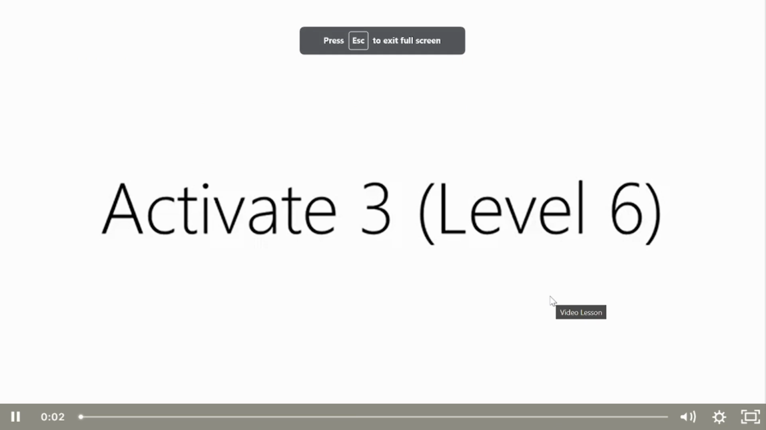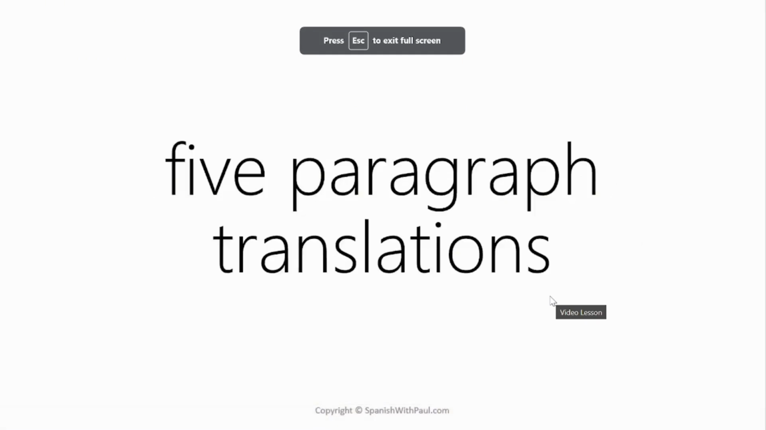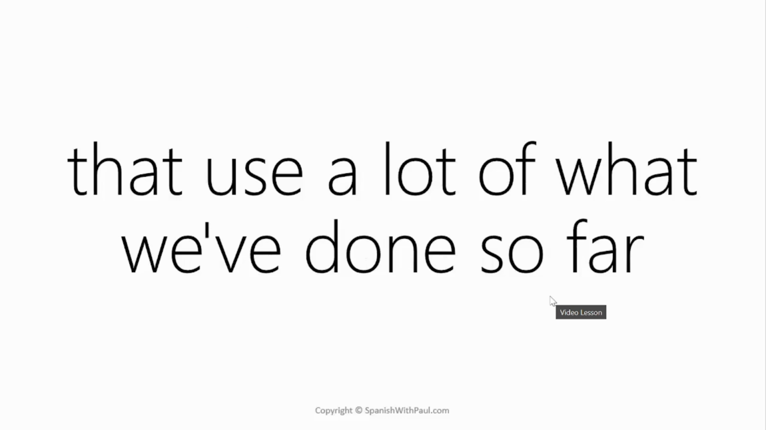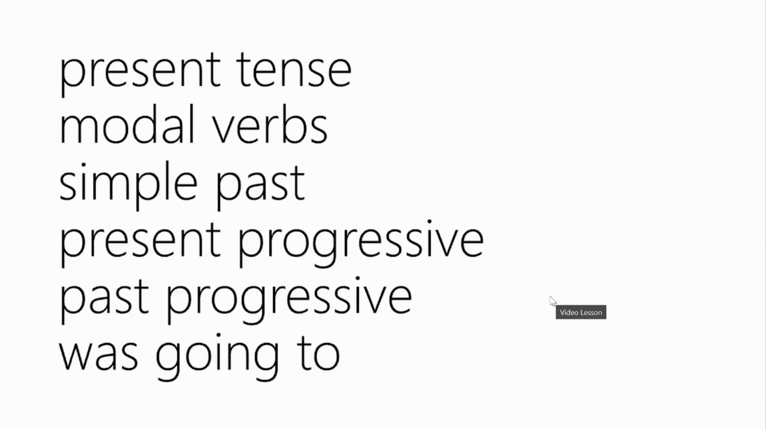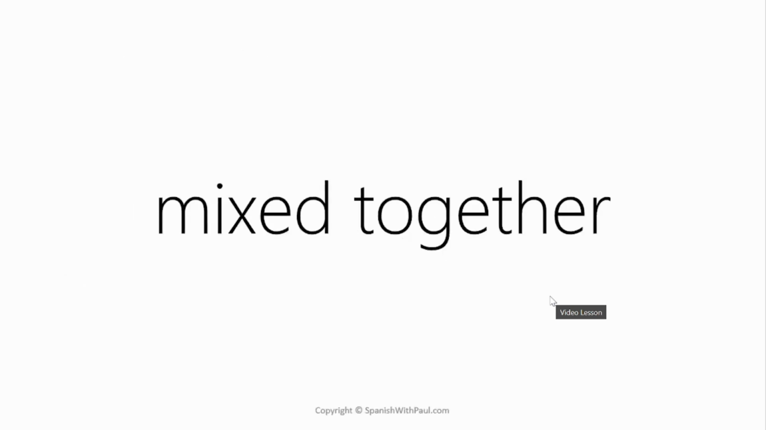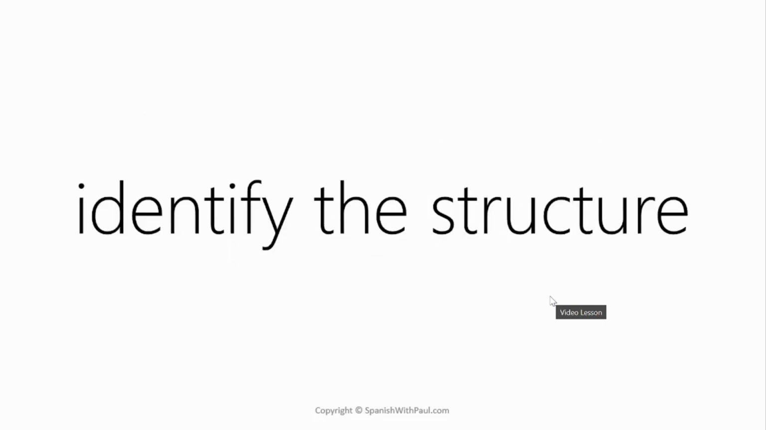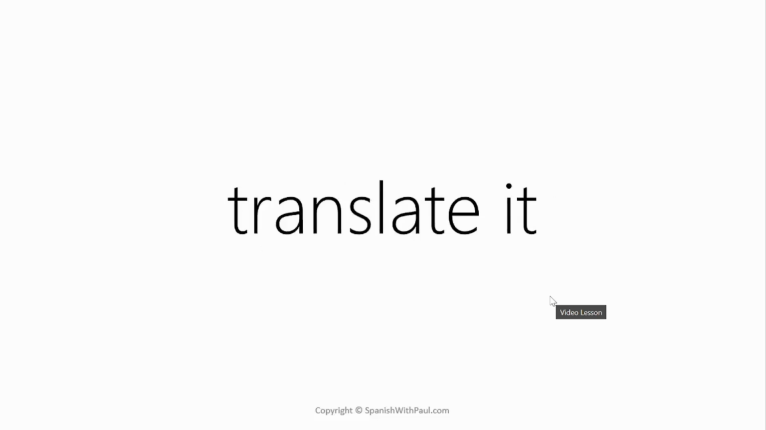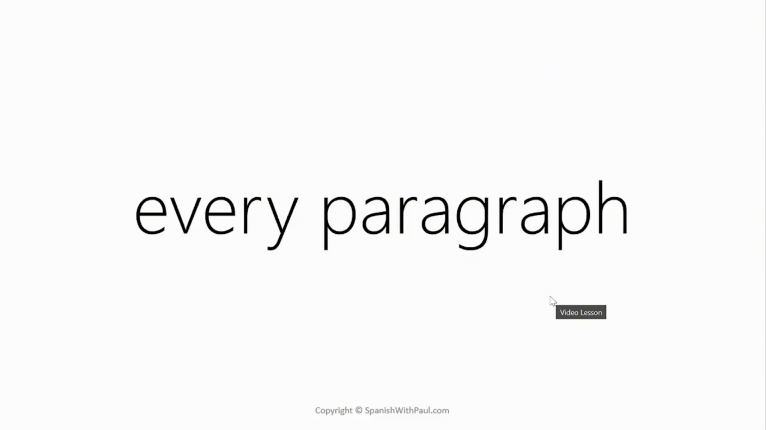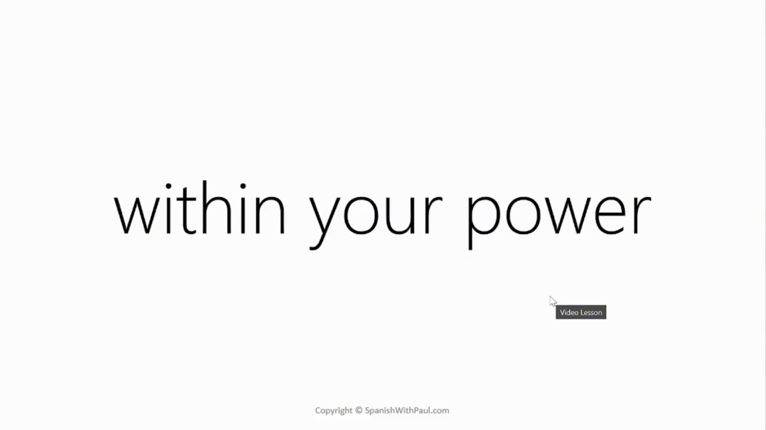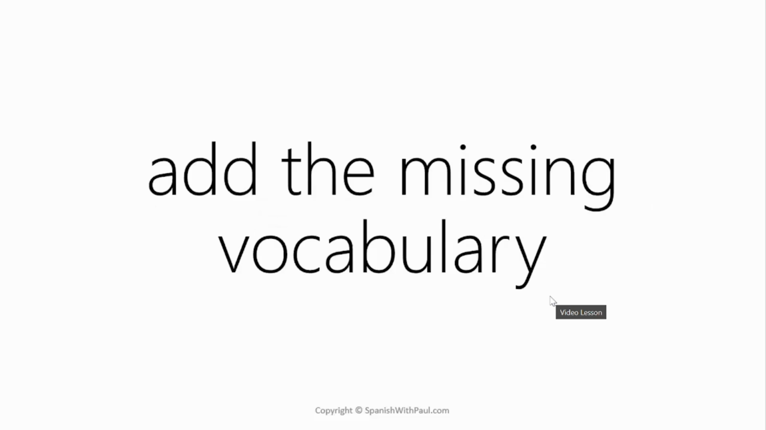to Activate 3. We're going to take 5 paragraph translations that use a lot of what we've done so far. This structure includes the present tense, modal verbs, the simple past, also known as the preterite, the present progressive, the past progressive, and this idea of was going to. So in these paragraphs, we're going to mix all of those possibilities together. We'll begin by going through each paragraph and analyzing it, identifying the structure that's underneath it, and then we'll translate it into Spanish. Now remember, every paragraph that you'll see is well within your power to translate into Spanish. All we have to do is add in the missing vocabulary.